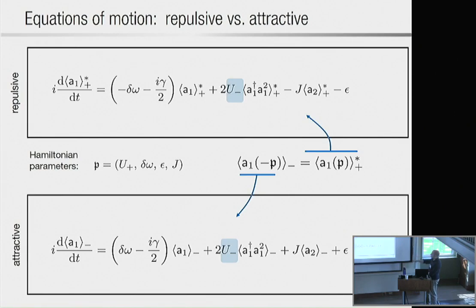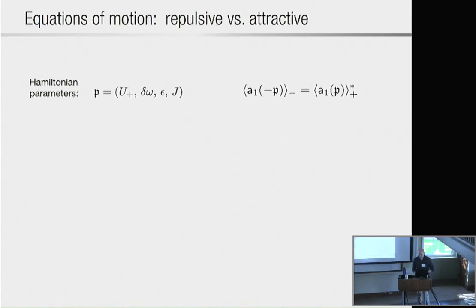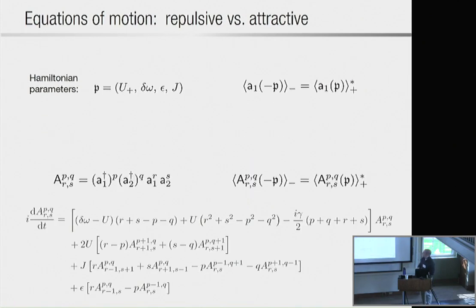The delta omega has to switch sign, so does J and epsilon. And of course, your calculation is not quite done yet, because you have a whole hierarchy of equations. You would now have to find and prove that this one here follows the same kind of pattern, and that's something that a theorist can do, and it's mildly amusing.